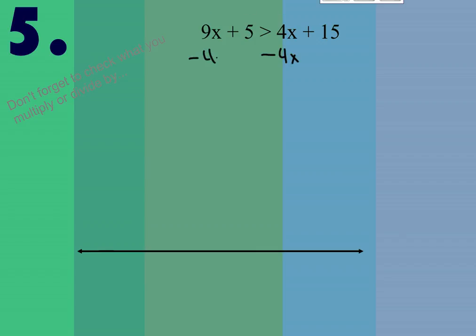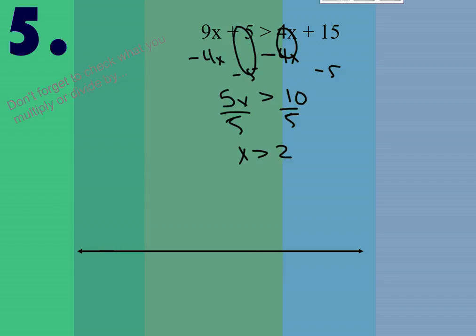Okay, so start off by subtracting 4x, and then subtracting 5 from both sides. So that zeroes out, that zeroes out. You're left with 5x greater than 10. Little division, there's no negative, so I don't switch the direction of the sign. 1, 2, 3, 4, 5. Open circle, going right. That's what that's going to look like.